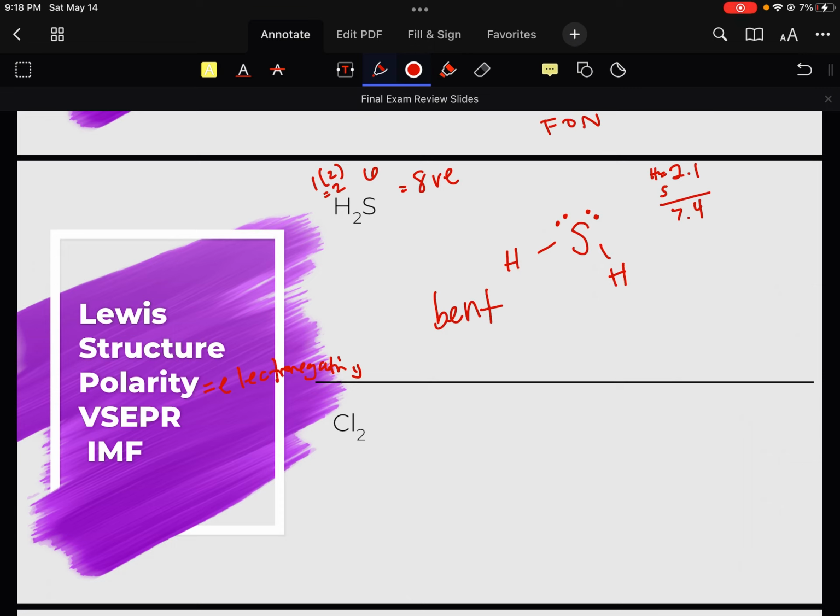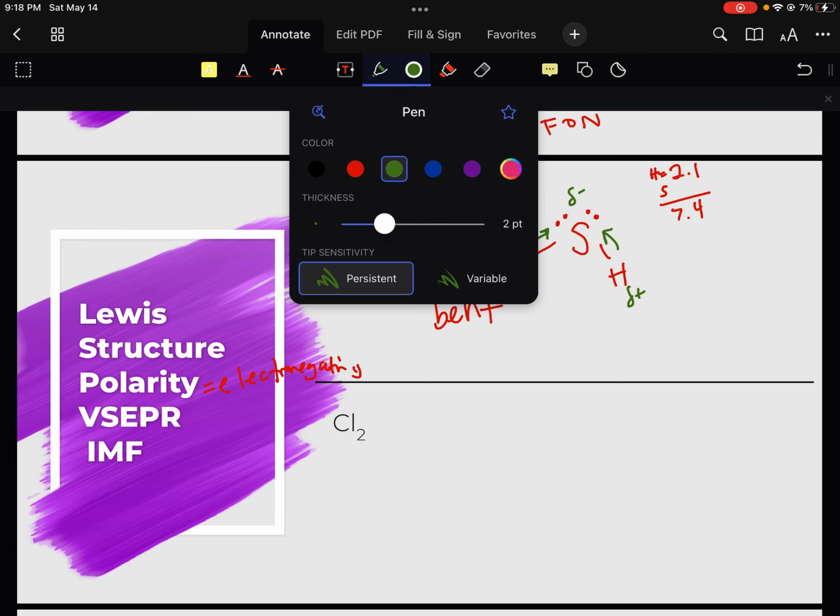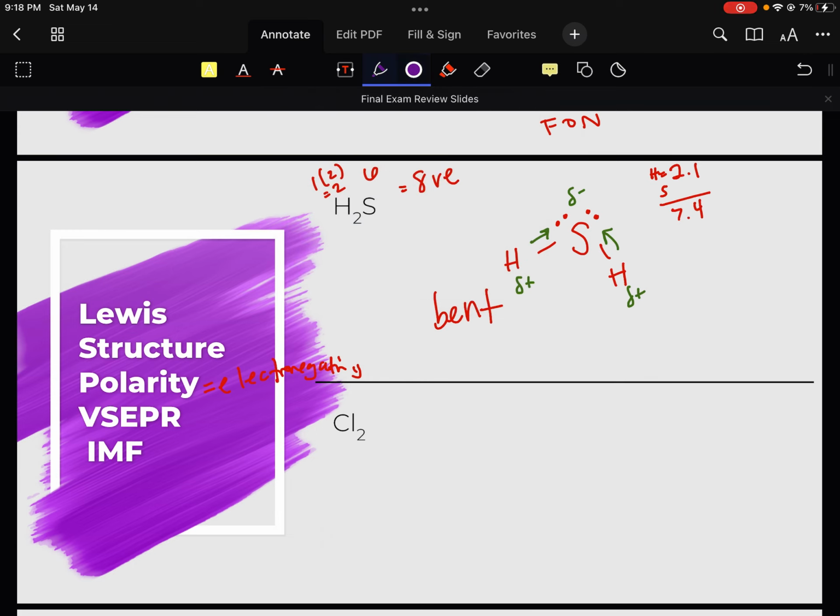Sulfur has a higher electronegativity. That means sulfur is hogging my electrons. So I'm going to draw my arrows pointing towards sulfur. Sulfur is going to get a partial negative charge, where my hydrogens get partial positive because my electrons are hanging out closer to sulfur because it's hogging them. So now if I think about the polarity of my molecule, I have a positive end and a negative end. So I have 2 different poles. So this would be polar.